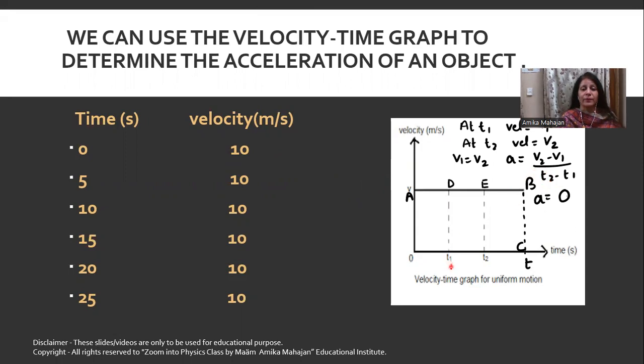Suppose I have two instants, t1 and t2. So what I find, speed at t1 is v. Speed at t2 also v. So v2 minus v1 will be 0 because v2 equal to v1 equal to v. And what will be the interval? t2 minus t1. So acceleration becomes 0. So acceleration is 0 for uniform motion.